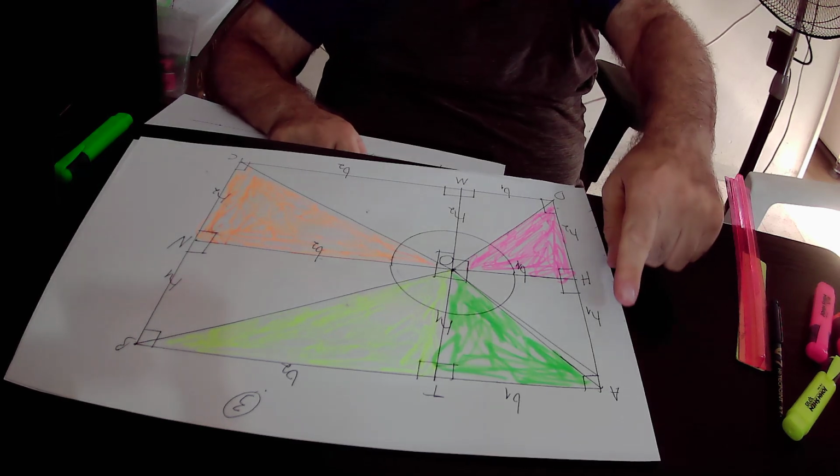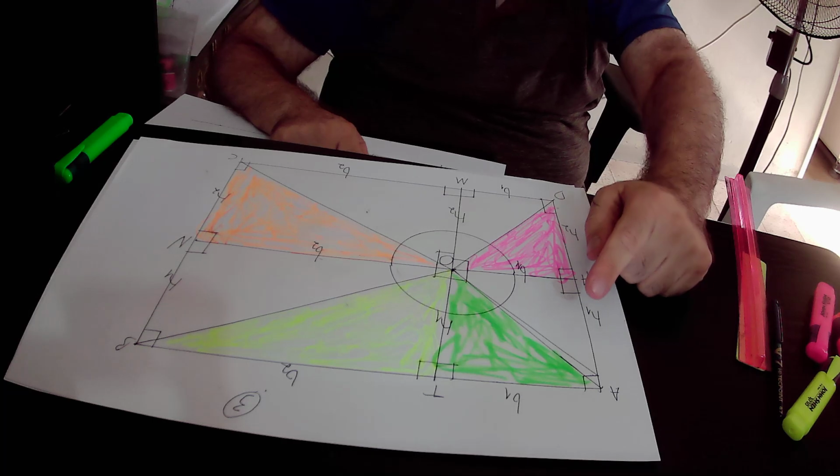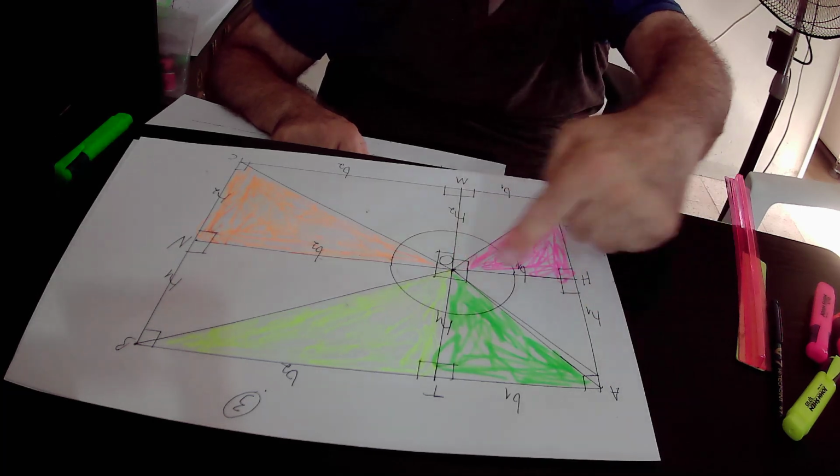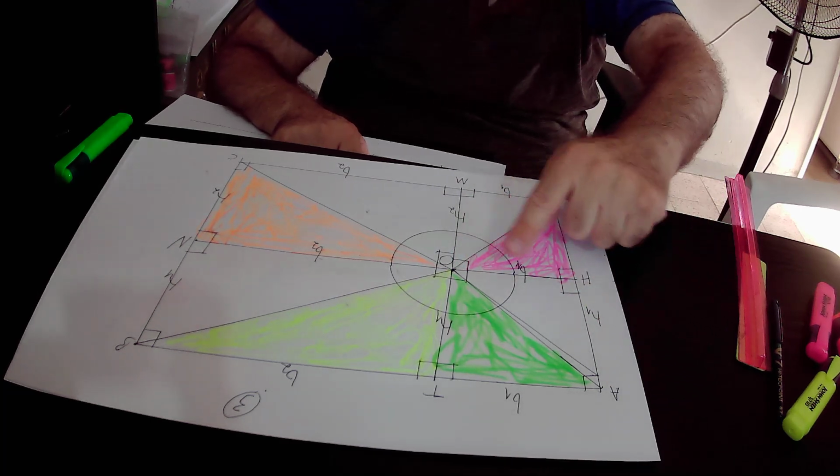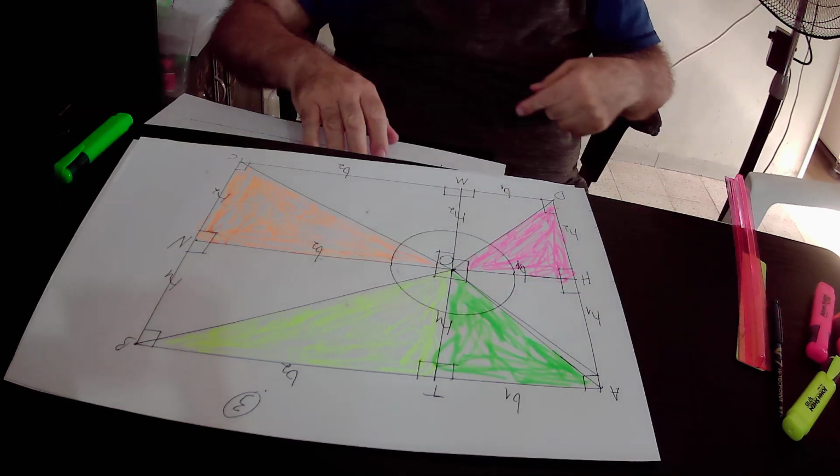Then we join points A and O together by a straight line. In this way, we created the right green triangle ATO. In the right green triangle ATO, AO squared equals B1 squared plus H1 squared.